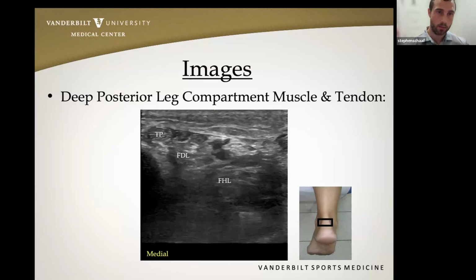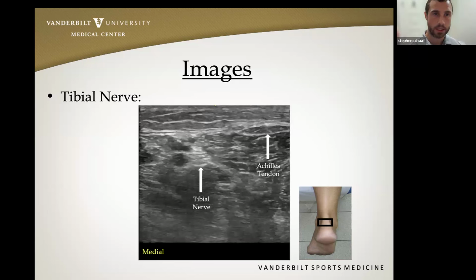And then we had mentioned the deep posterior leg musculature. In this area, you're going to be looking at the tibialis posterior, flexor digitorum longus, and flexor hallucis longus. This is really going to be just medial to the Achilles tendon and the plantaris in that area. You can scan that once again in its entirety, all the way from the mid leg down to the medial ankle, and continue to follow those down individually. But we weren't seeing any abnormalities in this area.